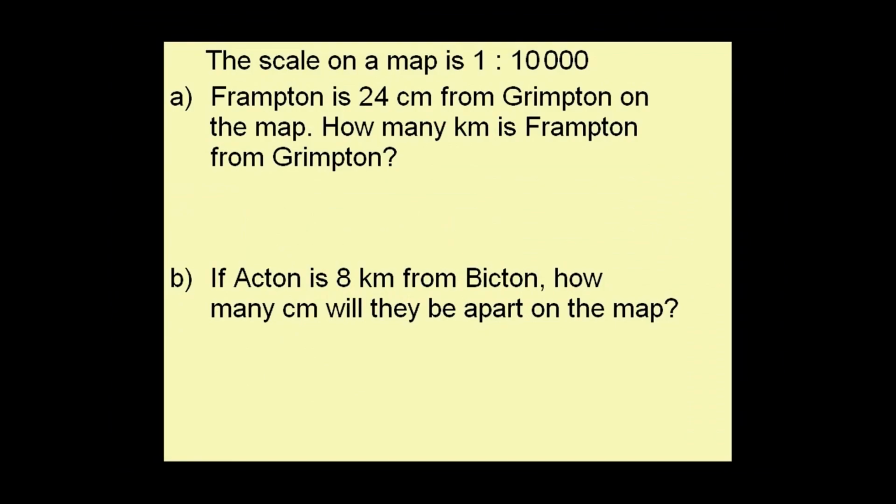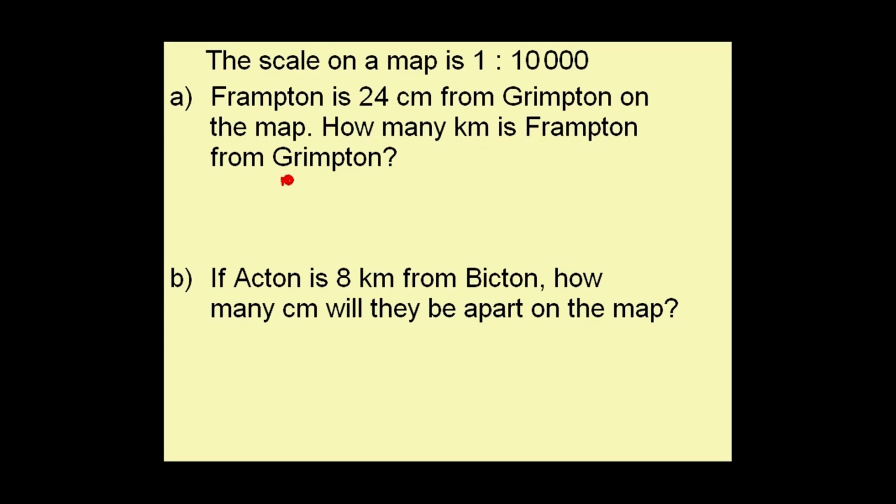In this question, we're going to look at using a ratio for the scale on a map. I'm told that the scale on the map is 1 to 10,000. This means that if 2 places are 1 centimetre apart on the map, then they're 10,000 centimetres apart in real life. Frampton is 24 centimetres away from Grimton on the map. I want to know how many kilometres apart they are in real life.